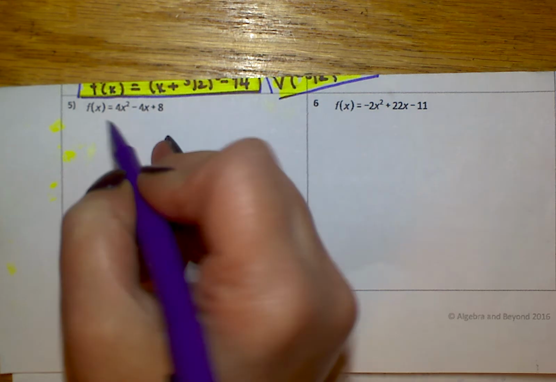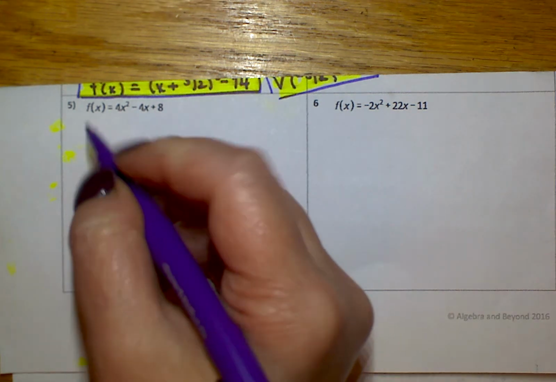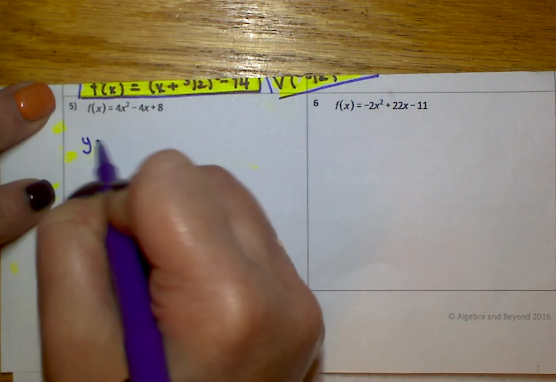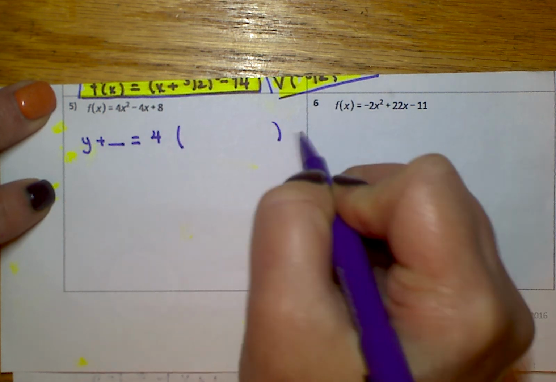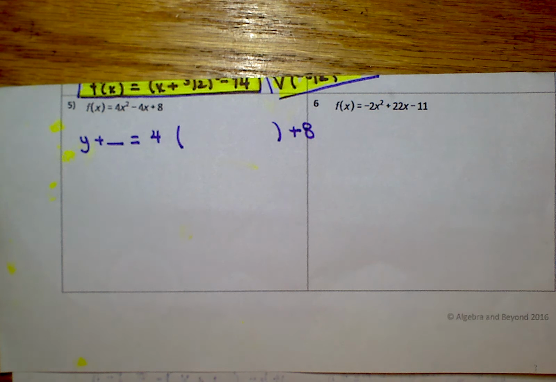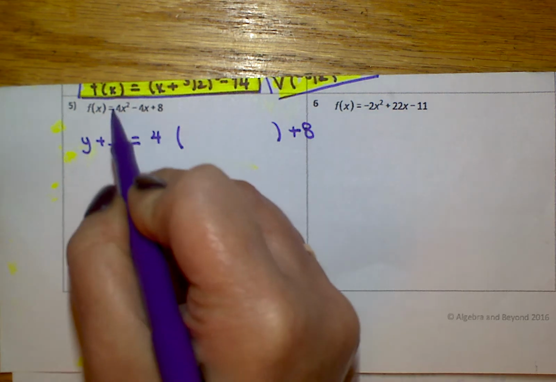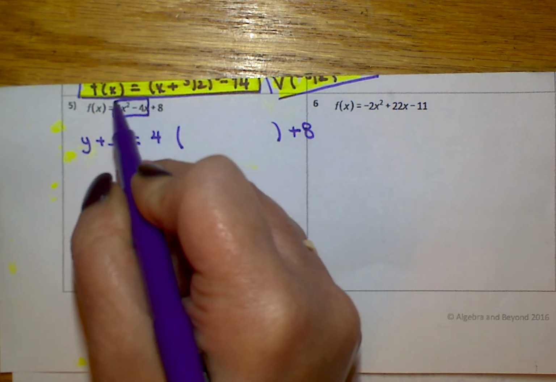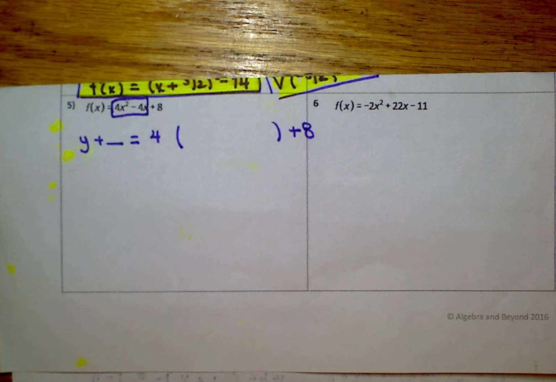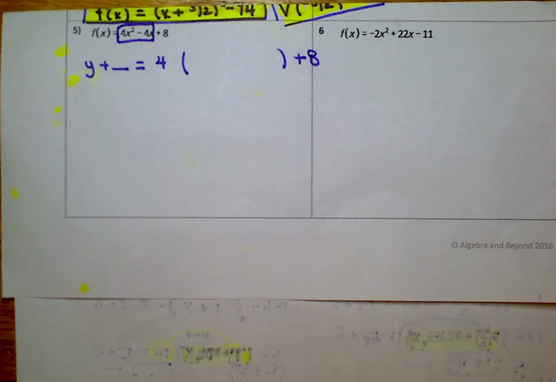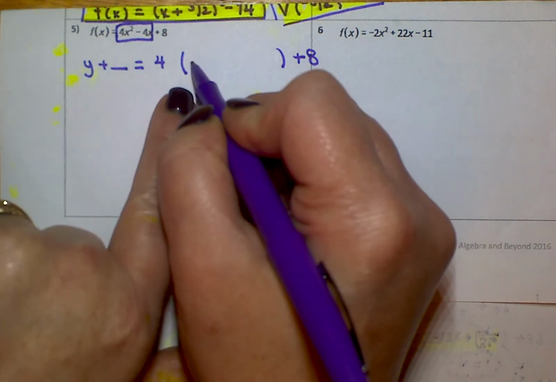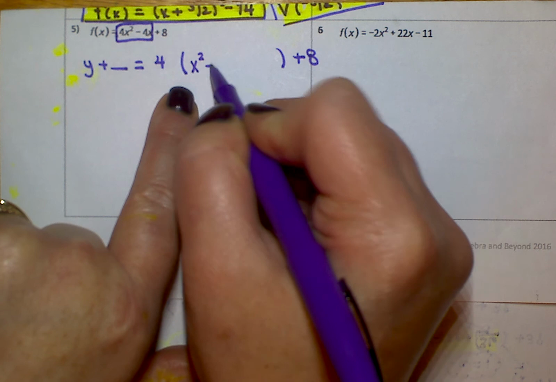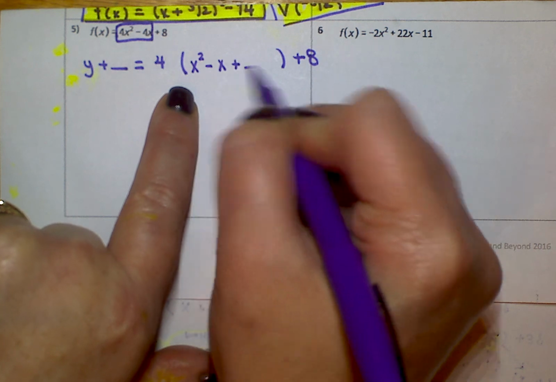Okay, so this a is a 4, so I'm going to have to take that out. Remember, leave the 8. You're taking whatever that is out of those 2. So go ahead and divide both of those by 4. If I divide that by 4, I'm left with x squared minus x plus blank.